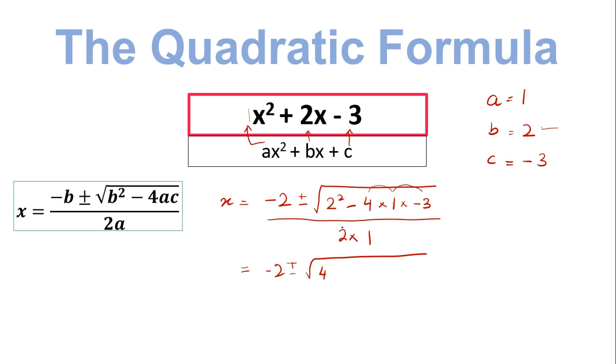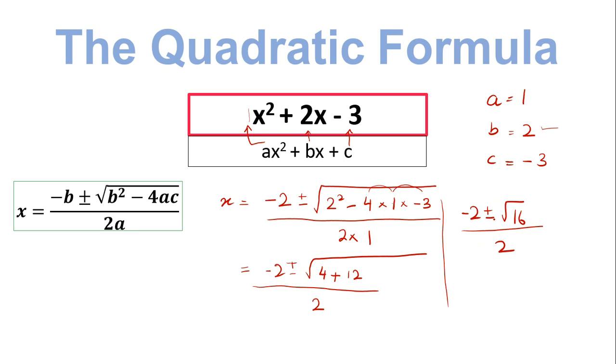So 2 squared is 4, and 4 times 1 times 3 is positive 12. So 4 plus 12 over, again, 2 times 1 is just 2. Now if I try and simplify, 4 plus 12, so minus 2 plus or minus square root of 4 plus 12, which is 16 over 2. Now here's what this plus and minus is going to open up.